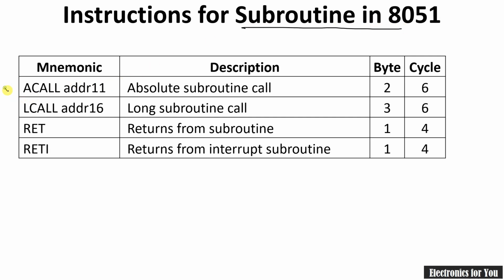It is ACALL address 11, LCALL address 16. Now here address 11 is indicating the 11-bit address, whereas address 16 is indicating the 16-bit address. And the two return instructions are RET and RETI, that is return from subroutine and return from interrupt subroutine. So here the call instructions are of two types, ACALL and LCALL. ACALL stands for absolute subroutine call, whereas LCALL stands for long subroutine call.